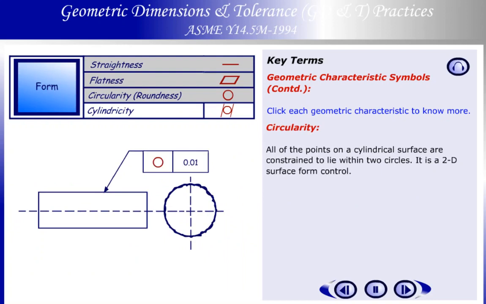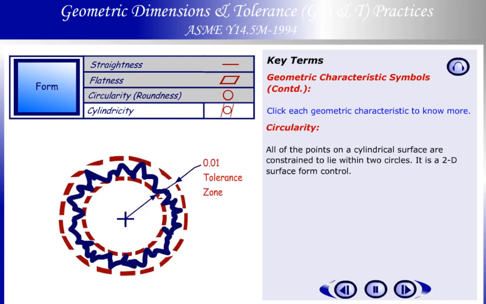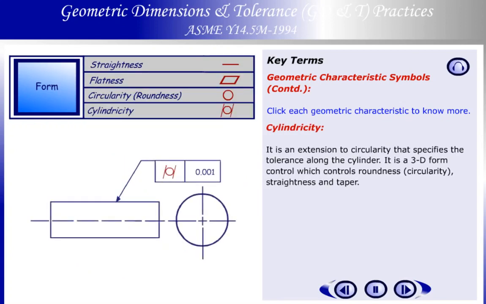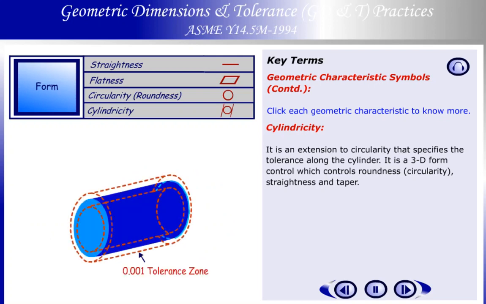Circularity. All of the points on a cylindrical surface are constrained to lie within two circles. It is a 2D surface form control. Cylindricity. It is an extension to circularity that specifies the tolerance along the cylinder. It is a 3D form control which controls roundness or circularity, straightness and taper.